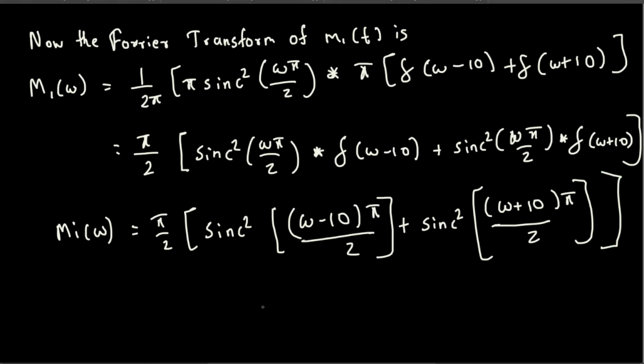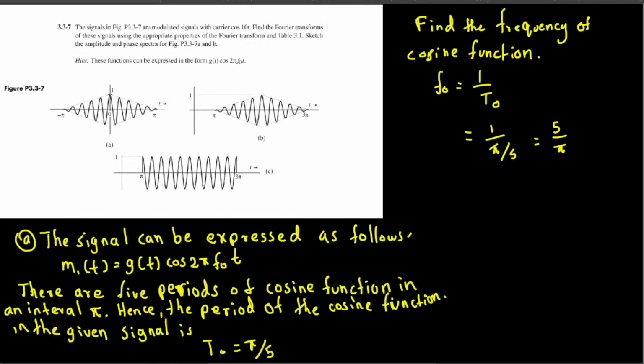Okay, so this is the answer for the first part. This is the Fourier transform. Now they have also asked to draw the magnitude and phase diagram. So here they have mentioned to sketch the amplitude and phase spectra. For the amplitude diagram, we had to find the magnitude equation, and for the phase spectra, the angle.